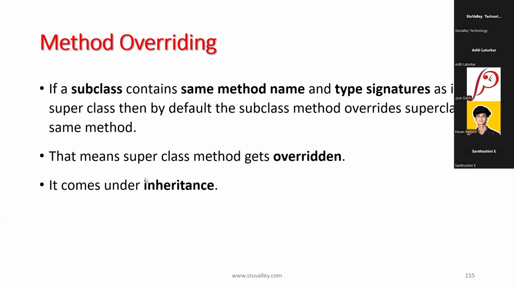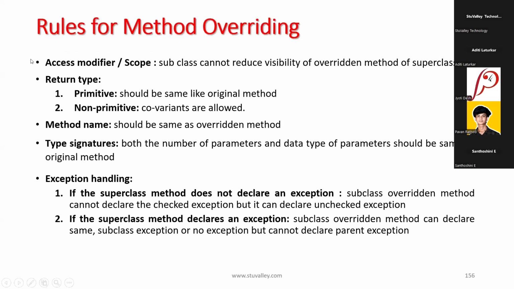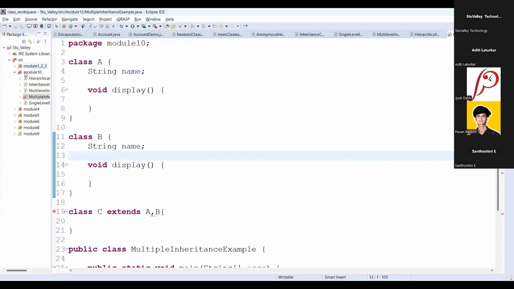So we will see one example of this. Before going forward, we will see some rules for method overriding. When you are overriding a method, the access modifier and scope should be the same. A subclass cannot reduce the visibility of the overridden method of the superclass. That means we can extend it. We can change the visibility. Visibility is nothing but the access specifiers: private, protected, public, default. So you cannot reduce it. We will see that through an example directly.